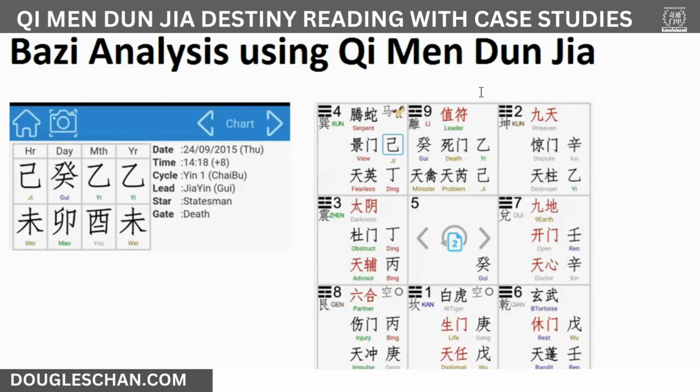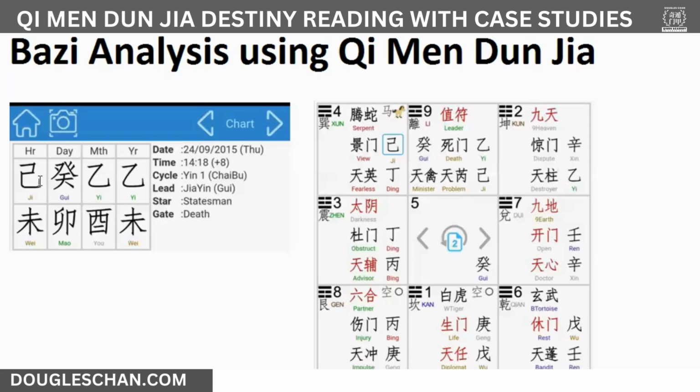So this is a Qimen chart that we plotted for this person who is born in 2015, September 24th. In this particular 8 different boxes, that's called the 4 pillars. Under normal 八字 reading, which is very common, they use these 4 pillars to analyze a person's character or the person's journey of life, or some people call it fortune telling.